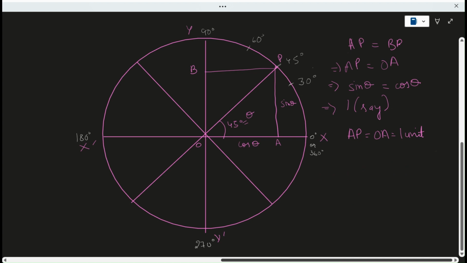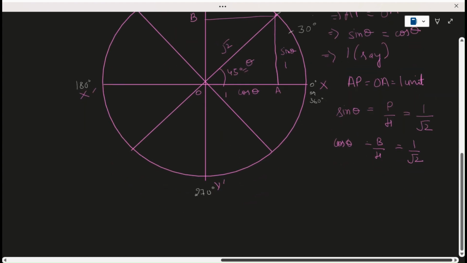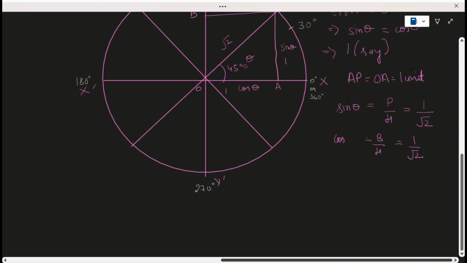That means this value we have is under root 2, this is 1 and this is also 1. So sine theta is equal to perpendicular upon hypotenuse, that is 1 upon root 2. Cos theta will be base upon hypotenuse, that is again 1 upon root 2. And let me write here 45 since our angle is 45.